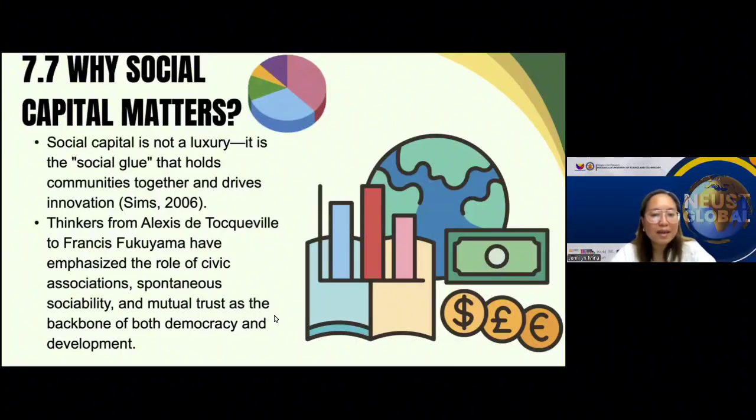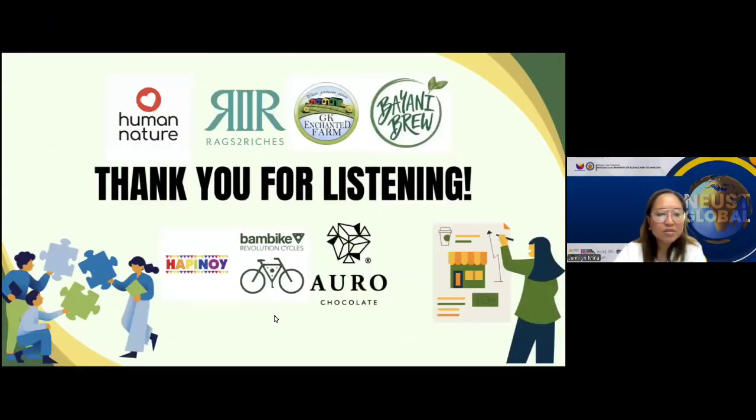Just like how thinkers from Alexis de Tocqueville to Francis Fukuyama have emphasized the role of civic associations, of course, we're talking about spontaneous sociability and mutual trust as the backbone of both democracy and development. So before we end our discussion, allow me to give you a quotation from the famous Robert Putnam: What really matters from the point of view of social capital and civic engagement is not merely nominal membership, but active and involved membership.